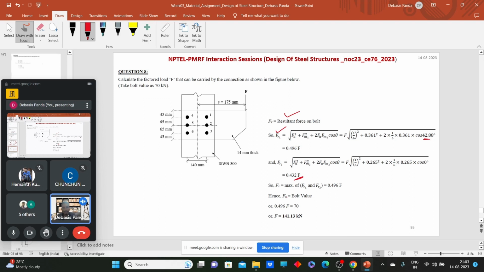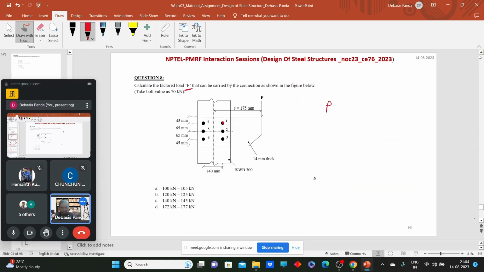Now equate with the bolt value. So 0.432 F is equal to, what is my bolt value? 70. So what will be the F value? 70 divided by 0.432. That will come as 141.3 kN. So the answer which is near to that value will be the correct answer. What is that answer here? How much is coming? 141. So C will be the correct answer.